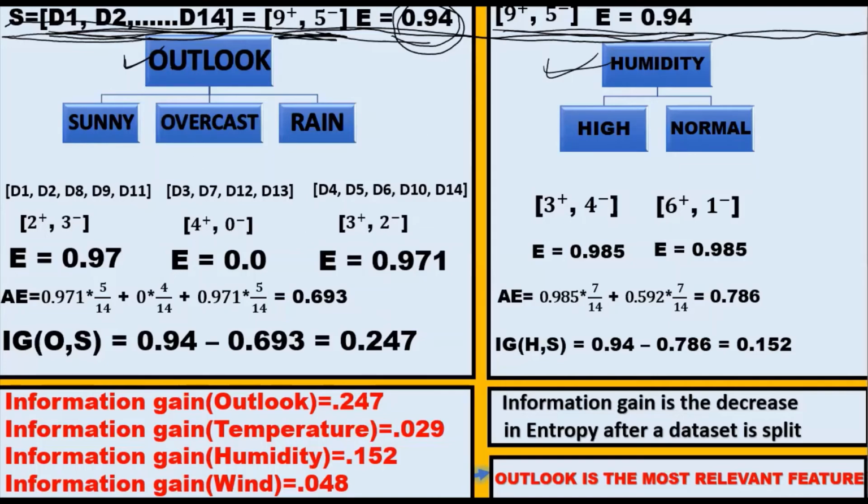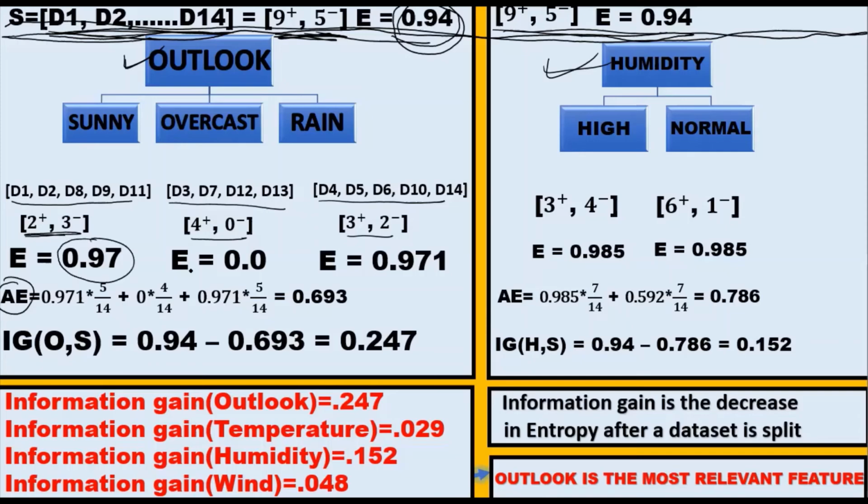Now Outlook, when you divide this way, the days I already showed you, and you see how many days you have plus and how many days you have minus. Here all plus, all the time. They will go and play. Here 3 days they will play, 2 days they will not play. Here 2 days they will play, 3 days they will not play. So before finding average entropy, you have to find the entropy of each one.